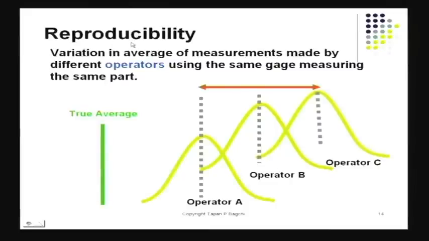Then of course, this issue of reproducibility. And like I told you, reproducibility basically hinges on operators. So operator A has given me these readings, and the average is here. The true value is here, of course. Operator B has given me these values, and operator C has given me these values. And look at the difference of the averages produced by these three different people. This difference here is attributed to what we call poor reproducibility of the system. People have a large effect in the actual data that is produced.